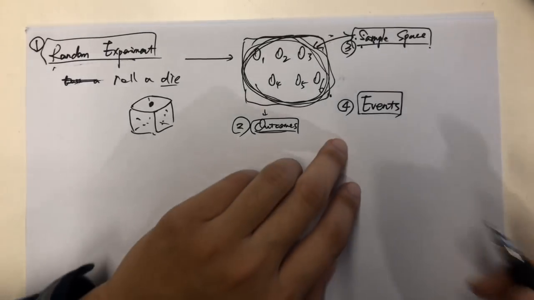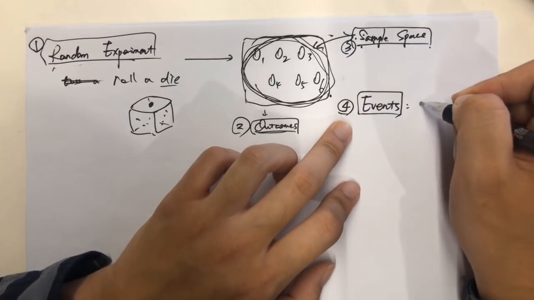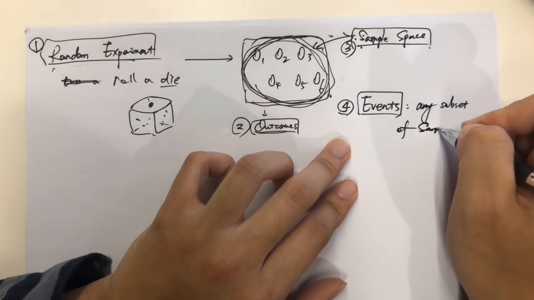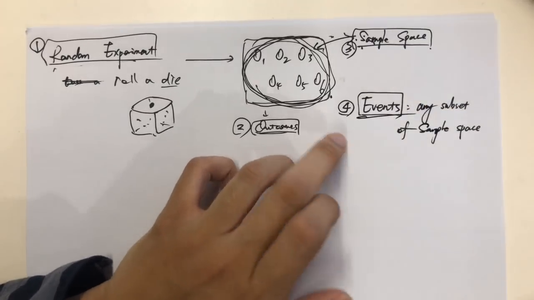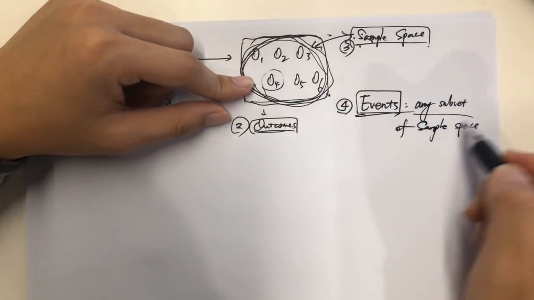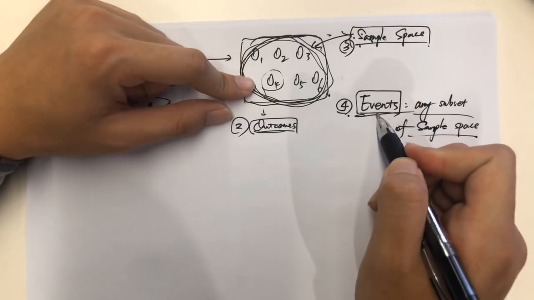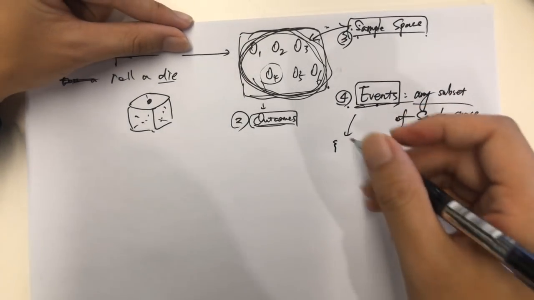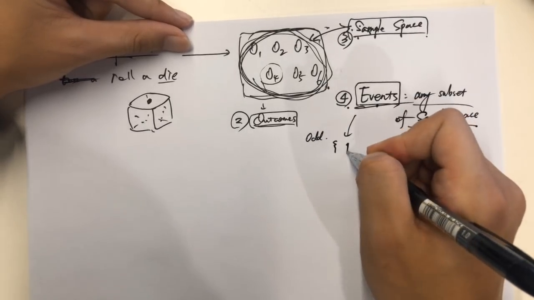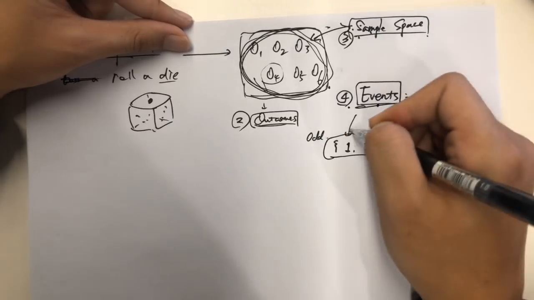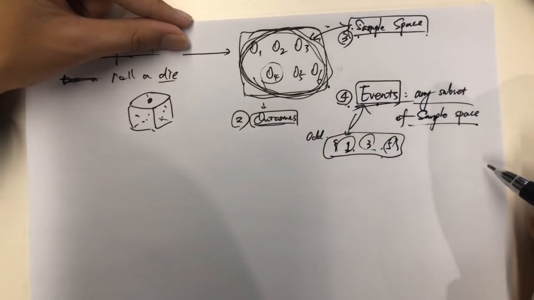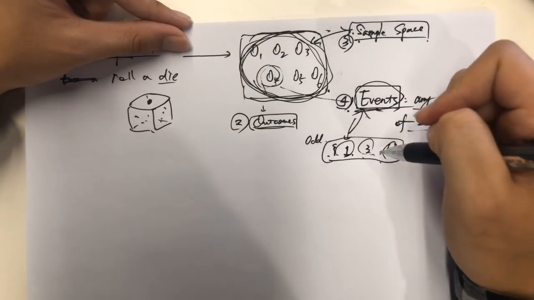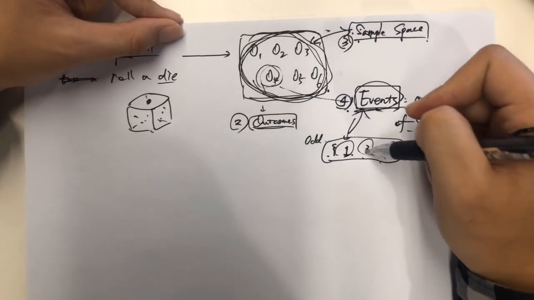Events are defined as any subset of the outcomes, or any subset of the whole sample space. So here is called an event. Well, outcomes themselves are subsets of the sample space. So outcomes are events, but events are not necessarily outcomes. For example, an event can be rolling a die and getting odd numbers. Odd numbers contain three outcomes, 1, 3, and 5. So this can be one event, but it contains three possible outcomes. It can contain more than one outcome, or it can contain no outcomes.